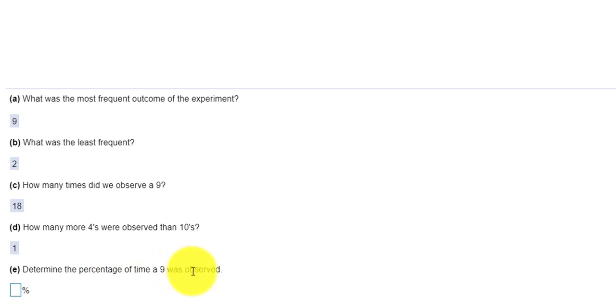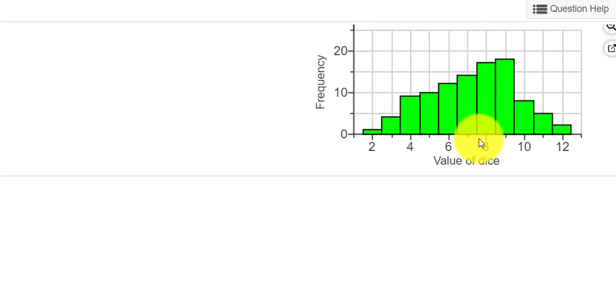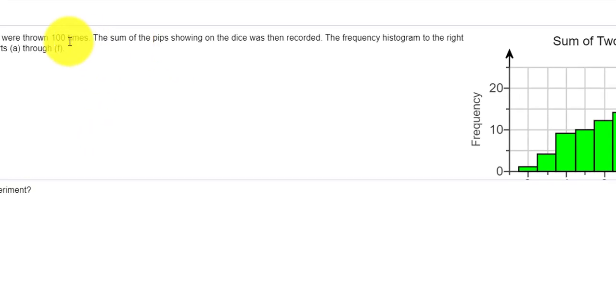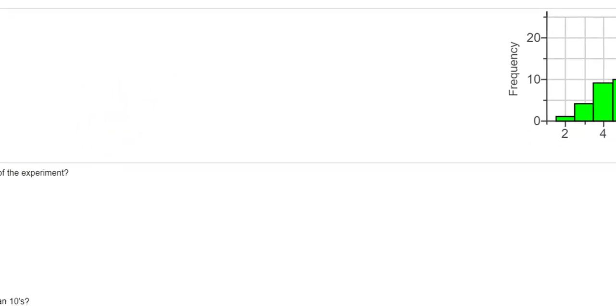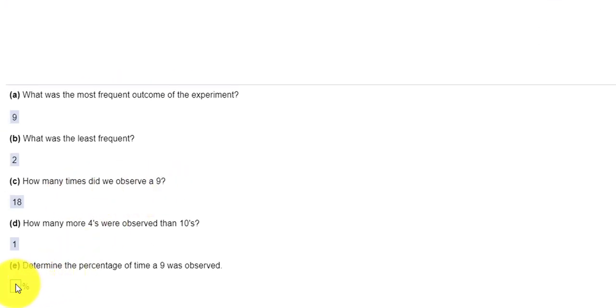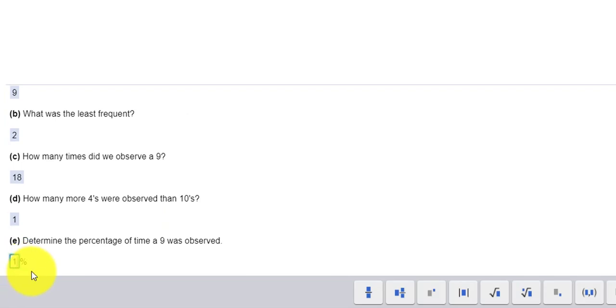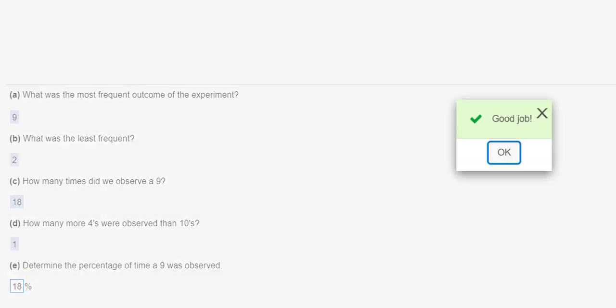Determine the percentage of 9s that were observed. All right, so here's 9s. So if there are 18 9s out of 100, right? This was out of 100 throws, right? We said there were 18 9s. That'd be 18%. Let's check our answer. Good job.